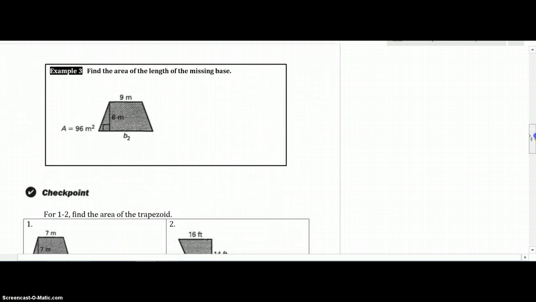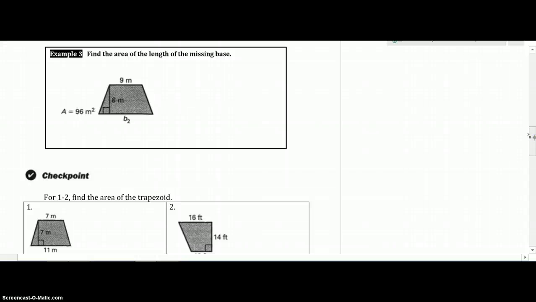Let's work backwards now. Find the length of the missing side given the area. So area equals 1/2 height times base 1 plus base 2. And again, I write the formula first. I plug in what I know. This time we know that the area is 96. The height is 8. Base 1 and 2 are 9 and B2. So we get 96 equals, half of 8 is 4.